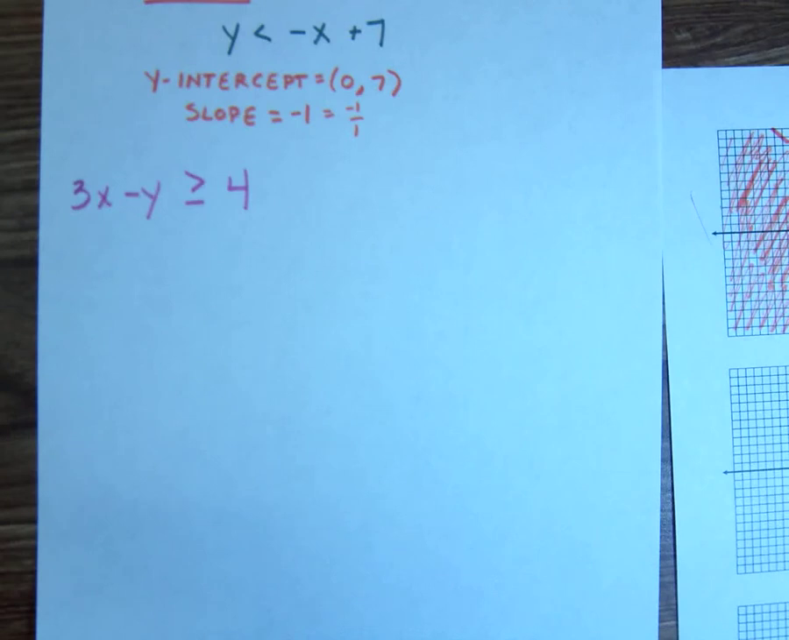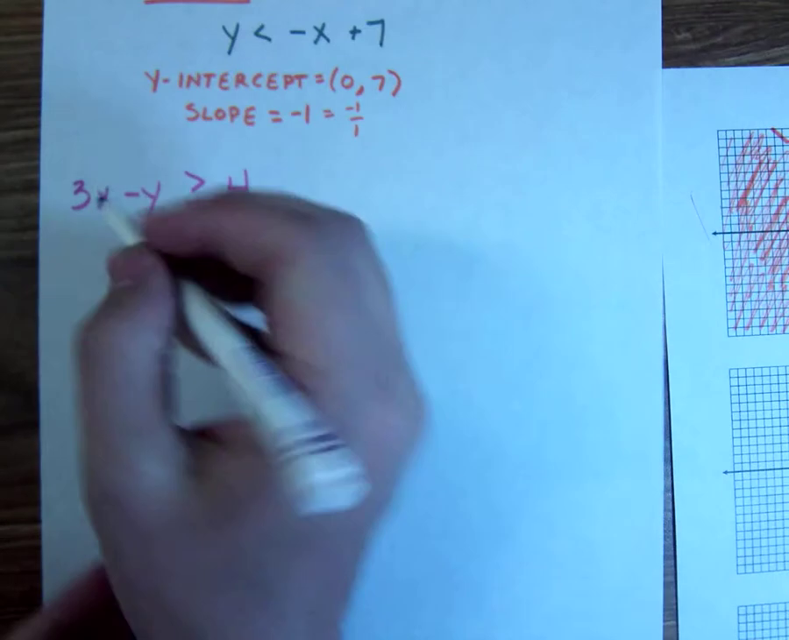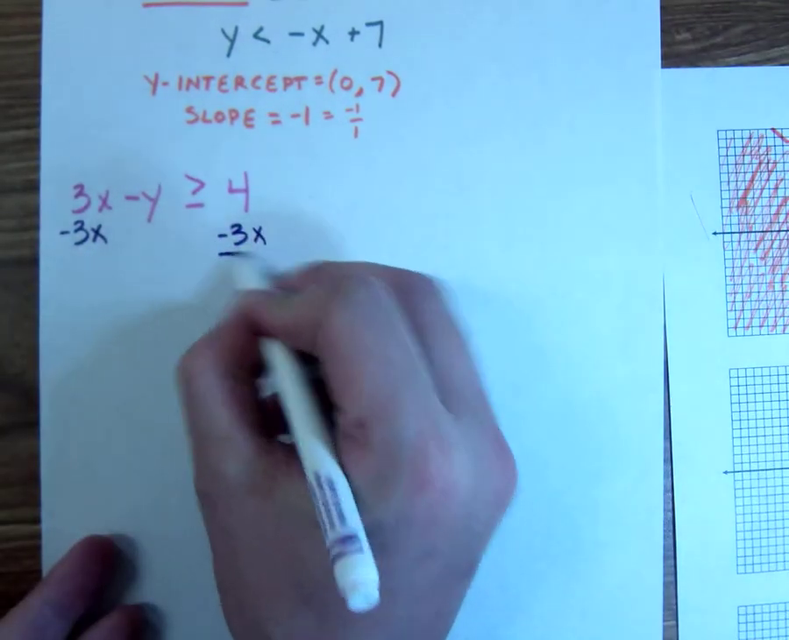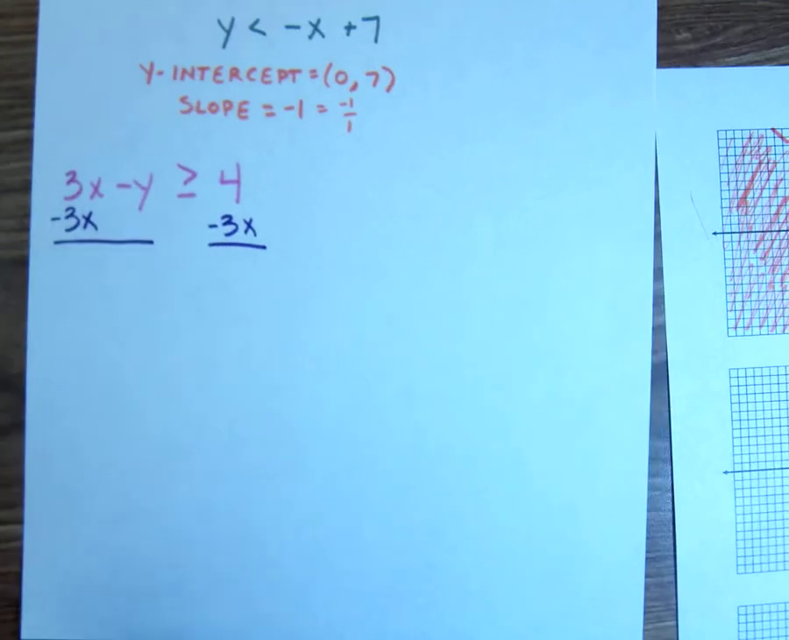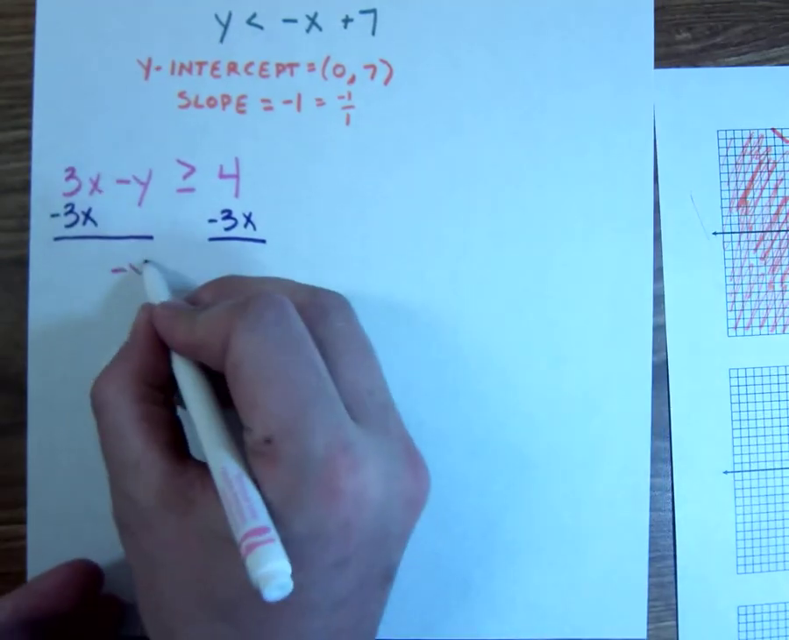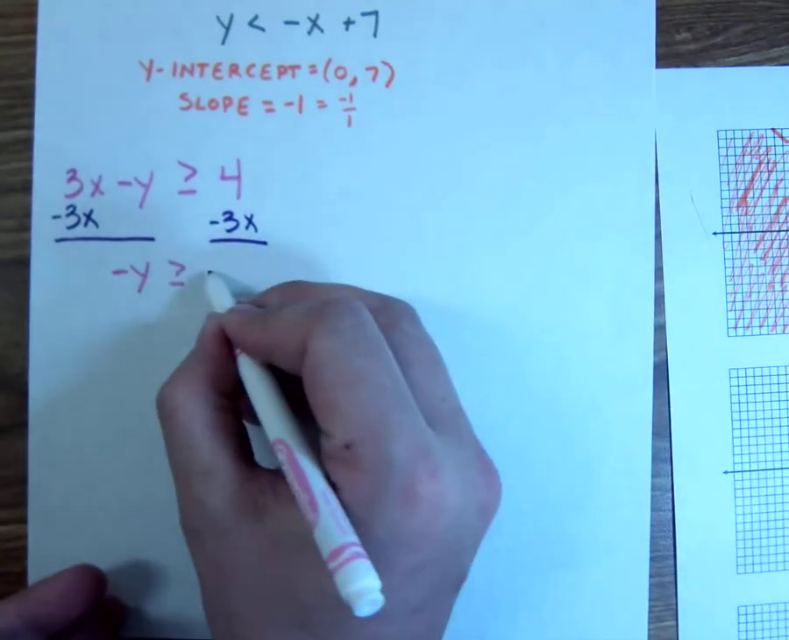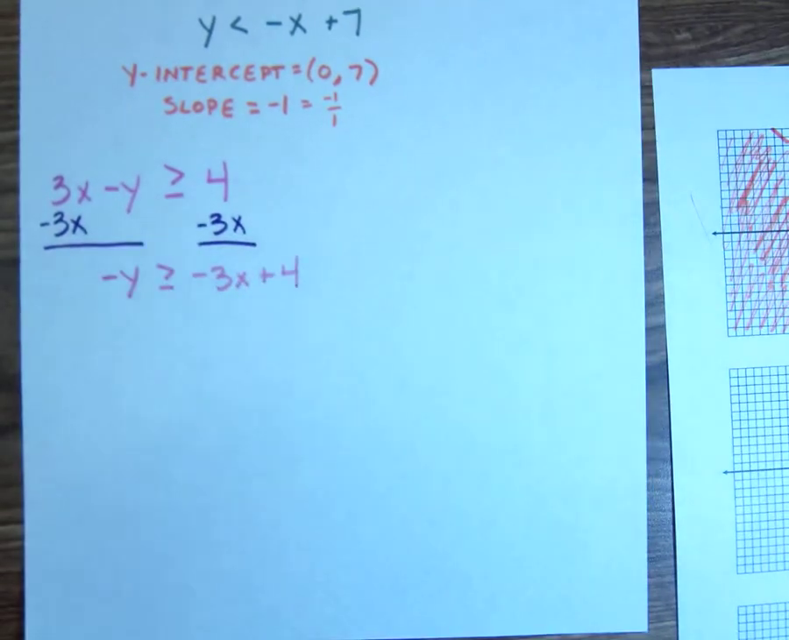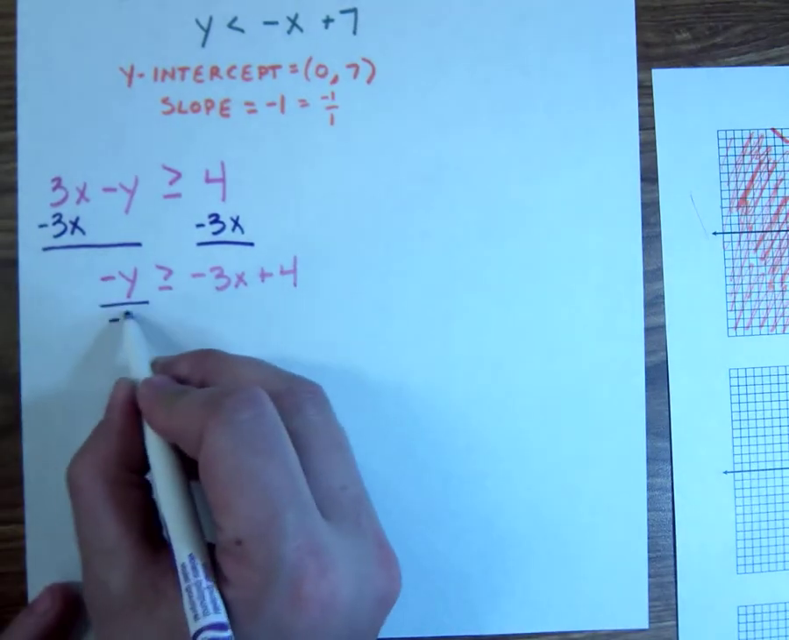So do we always want the y alone? We always want the y alone so that it'll be in slope-intercept form, because slope-intercept form's easier to graph. Okay, so let's subtract the 3x on both sides. Negative y greater than or equal to negative 3x plus 4. And then we're going to divide by negative 1 so that the y will be positive.